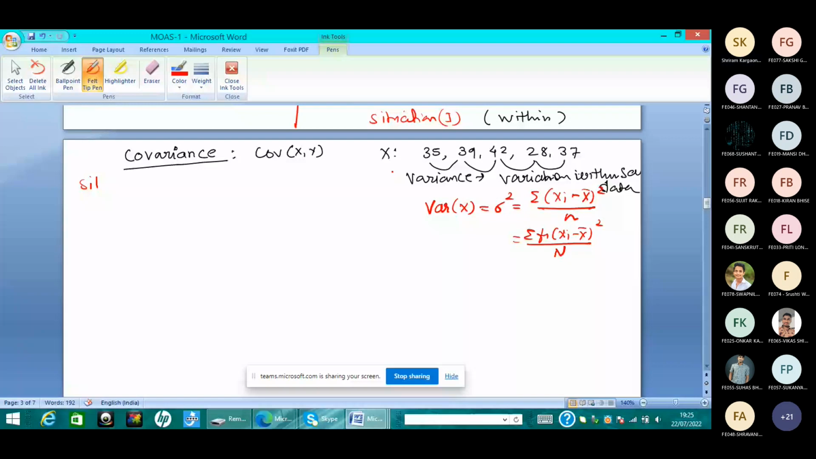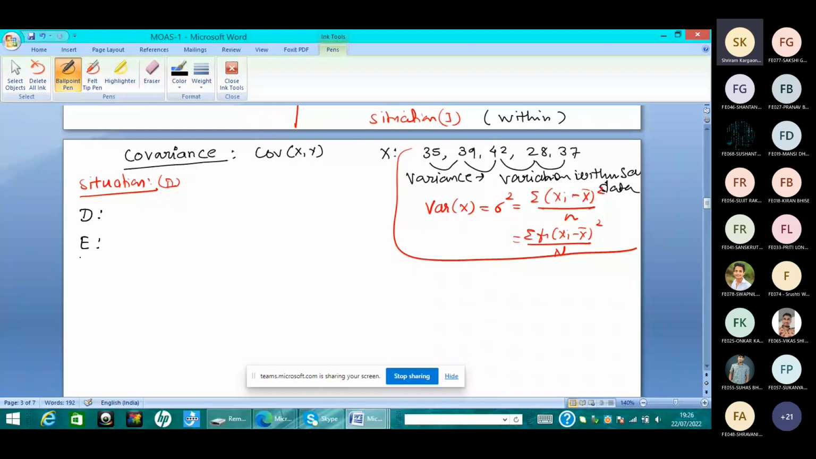Now I will put another situation in front of you. Now you have two sets of data: marks of division D and marks of division E. From both the divisions, I selected 5 values, marks of 5 students. Suppose these are the marks from your division.